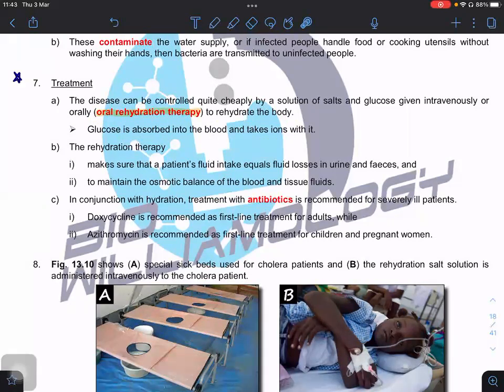Okay, so the rehydration therapy makes sure the patient's fluid intake equals fluid loss to maintain osmotic balance of the fluids and the blood first. Then in conjunction with the hydration, we treat with antibiotics. Okay, but we don't actually need to remember the specific ones, we just need to know antibiotics.